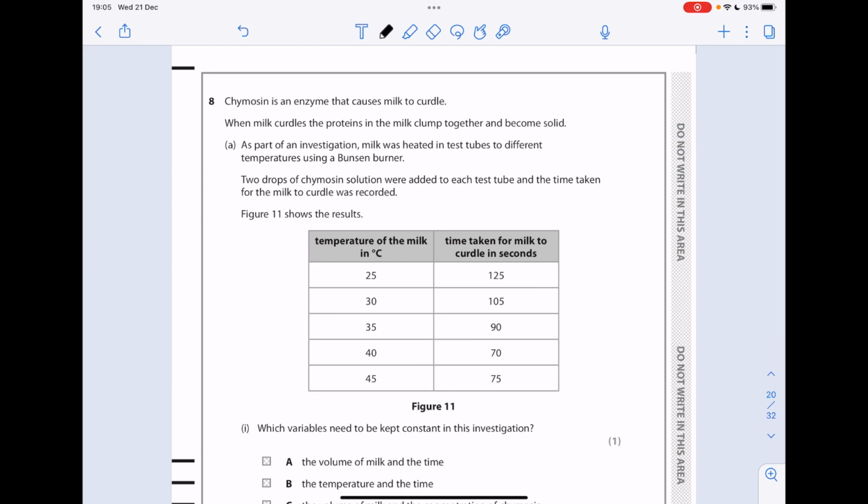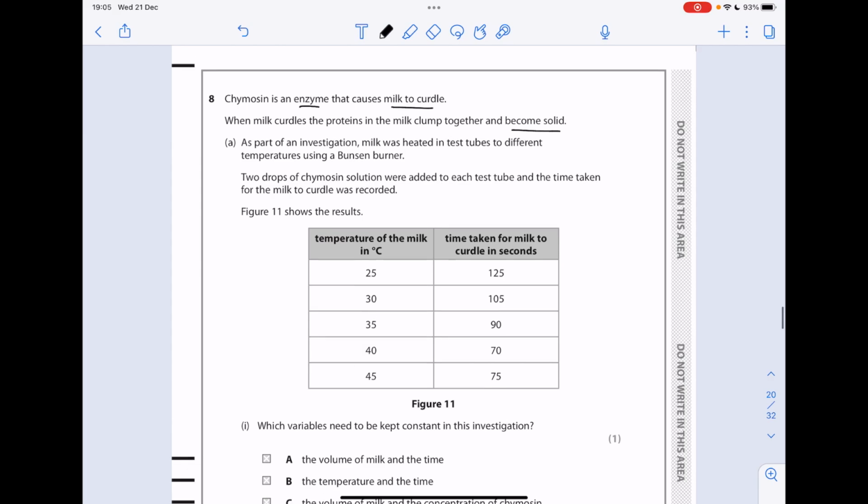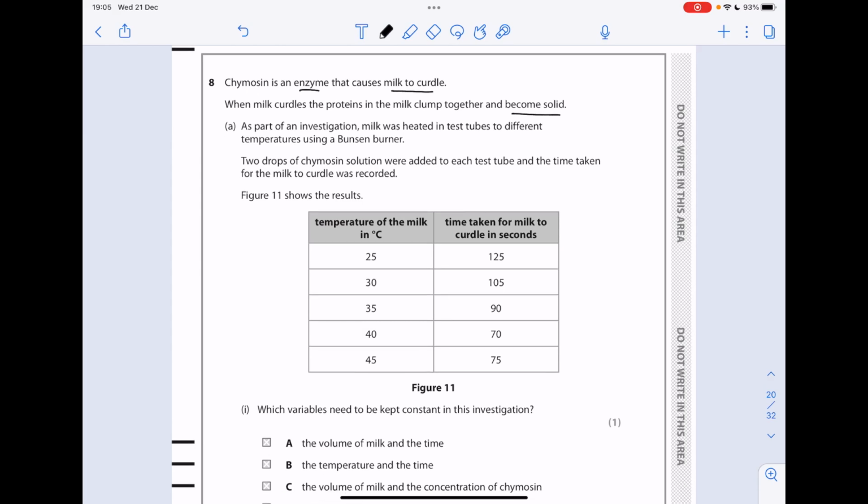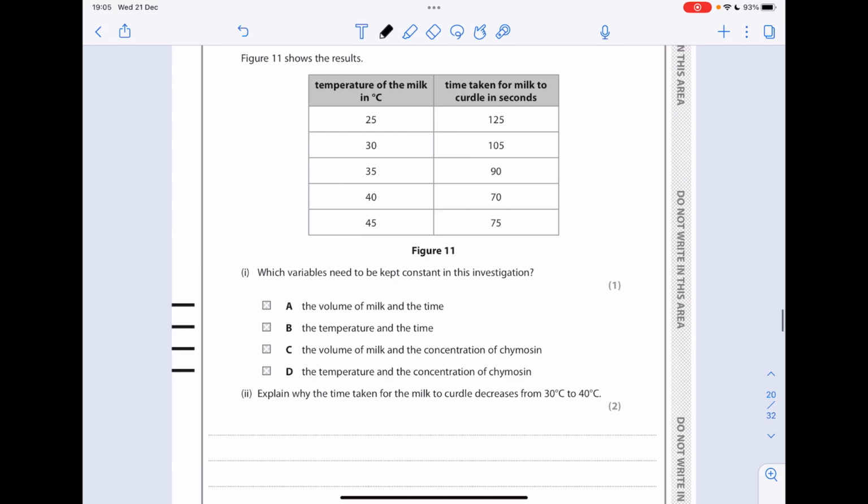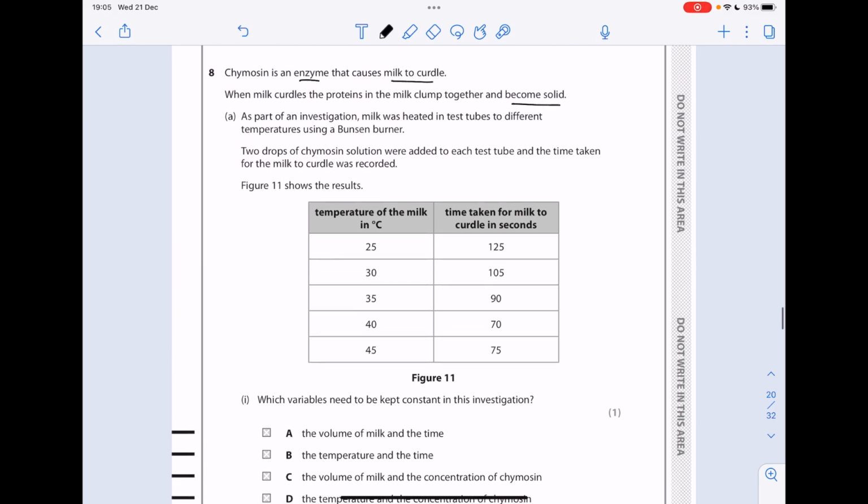Chymosin is an enzyme that causes milk to curdle. When milk curdles, the proteins in the milk clump together and become solid. As part of an investigation, milk was heated in test tubes to different temperatures using a Bunsen burner. 2 drops of chymosin solution were added to each test tube, and the time taken for the milk to curdle was recorded. Which variables need to be kept constant in this investigation?